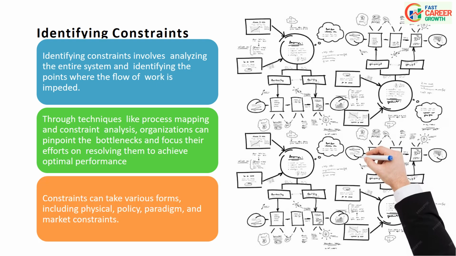Constraints can take various forms, including physical, policy, paradigm, and market constraints. Policy constraints are often deeply ingrained and challenging to address. The thinking processes are tools for identifying root causes of problems and finding solutions.